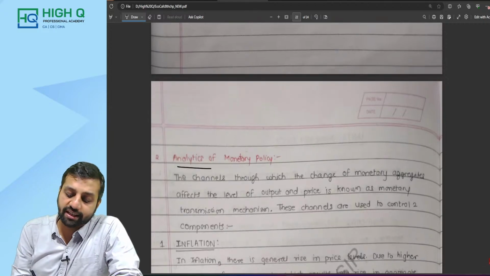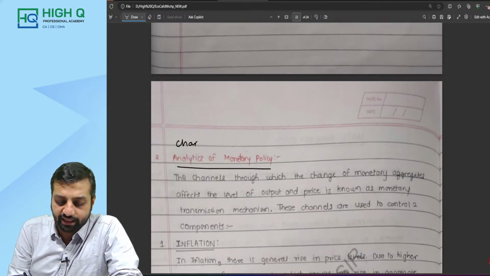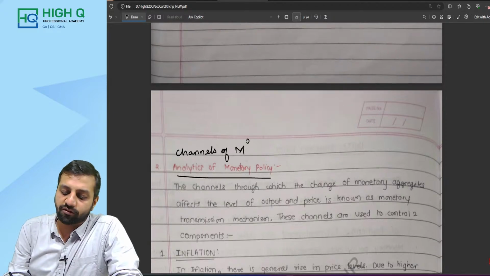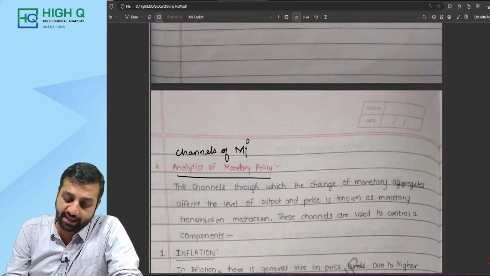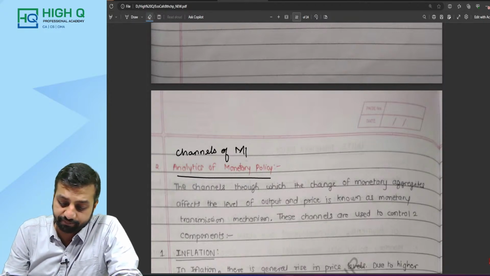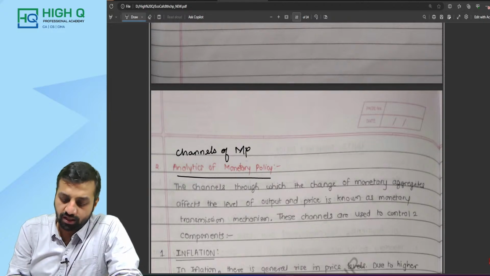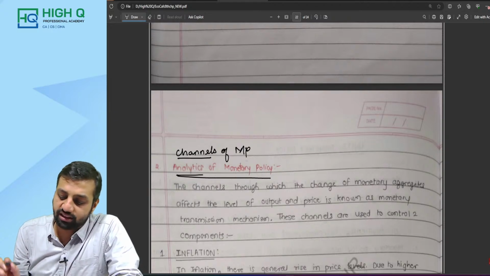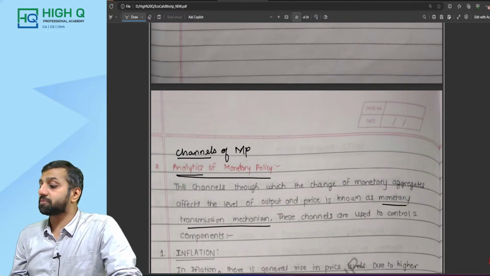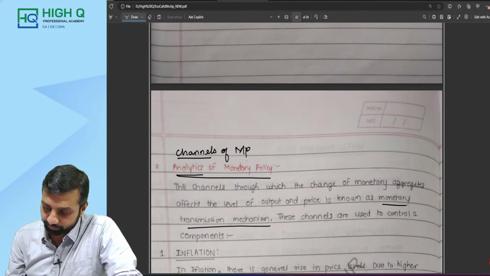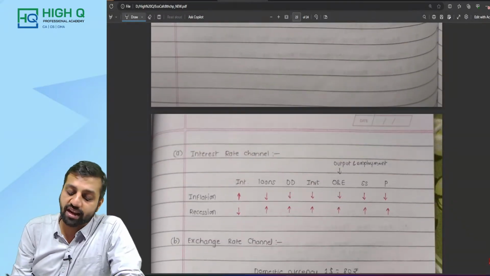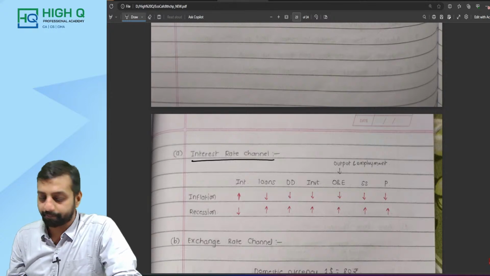Then comes analytics. Analytics means channels. Channels of monetary policy are also called the monetary transmission mechanism. So analytics is called channels, and the channel is called the monetary transmission mechanism. It is used to control inflation and recession, and the first channel is by the name of interest rate.